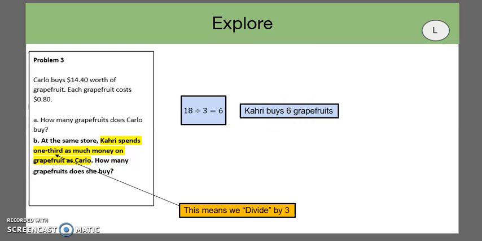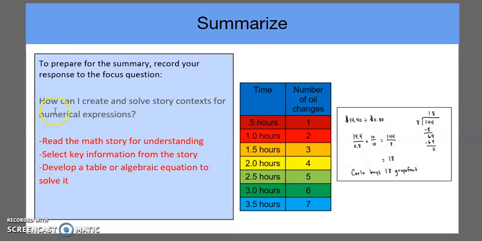Finally, we're going to go into our summarization. So how can I create and solve story context for numerical expressions? So we want to read the math story for understanding. We want to think about select key information from the story. And lastly, develop a table or algebraic equation to solve it. So here are some examples that demonstrate this.